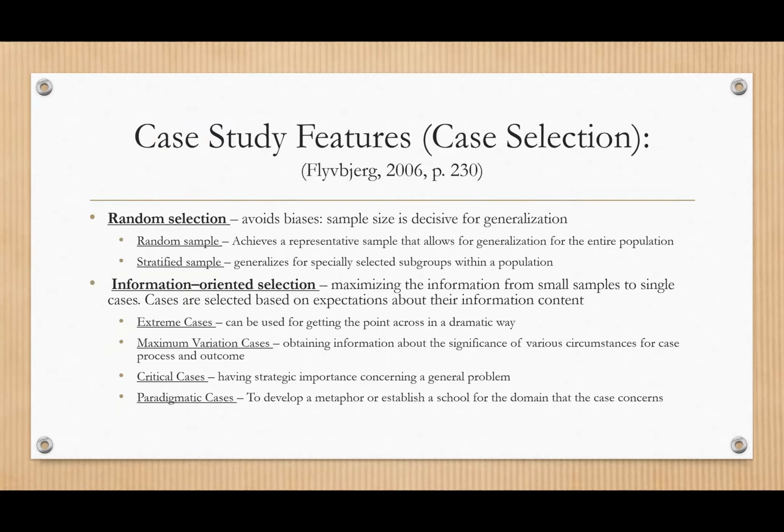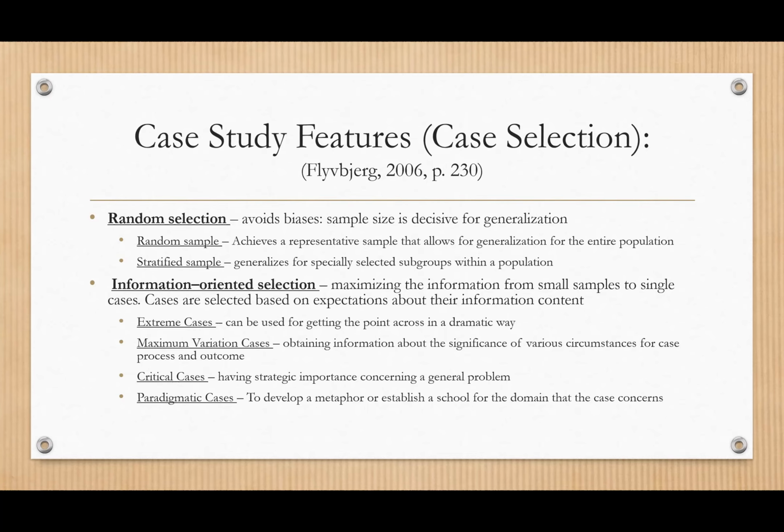Furthermore, when you're taking a look at case selection, in an article again called The 5 Misunderstandings About Case Study Research, the article talks about random selection, which helps to avoid biases. And sample size is used for decisive generalization. The random sample achieves a representation of a sample that allows for generalization of an entire population. The stratified sample generalizes for specifically selected subgroups within a population.